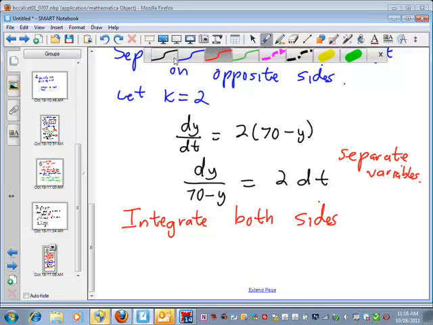Let's remember what we're doing. We're trying to find what y is. We're trying to find what the temperature is at any time. Once we find what y is, then it's going to be a function of t, and that will be the temperature at any time t. That's a remarkable thing, right?